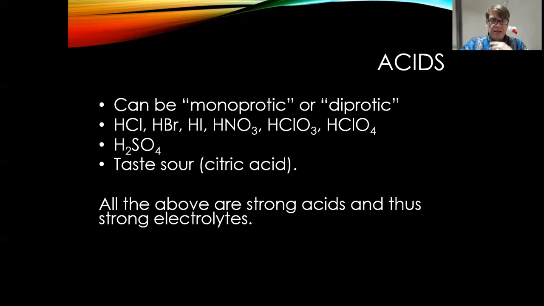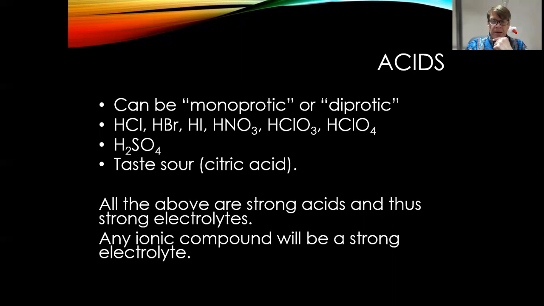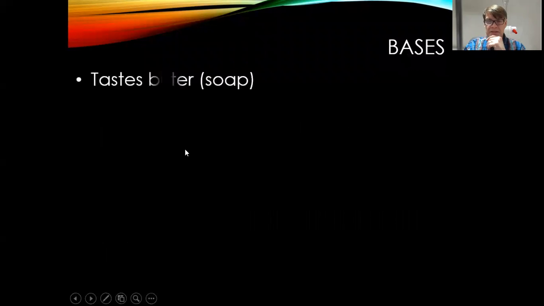So acids, ladies and gentlemen, acids. Now, any ionic compound will also be a strong electrolyte, by the way, because what is an electrolyte? It's charged particles in a solution. What do ionic compounds do? They become charged particles in solution. So, okay, acids. What about bases?